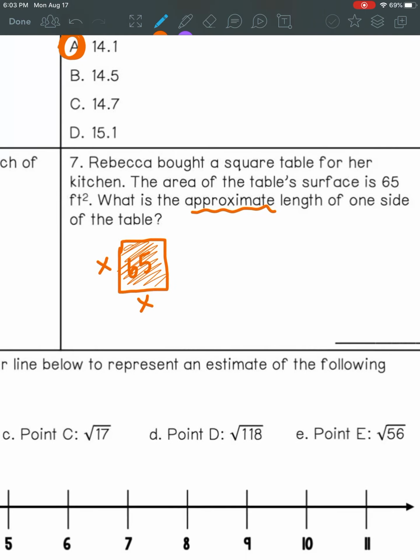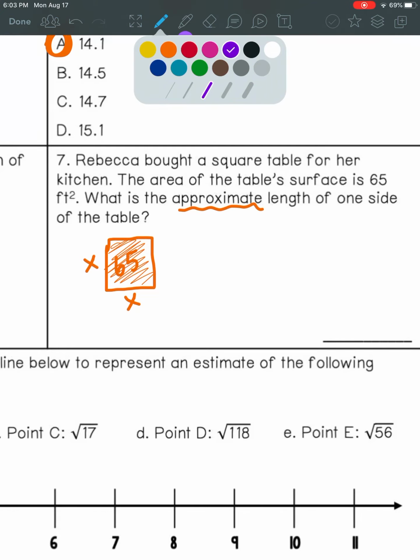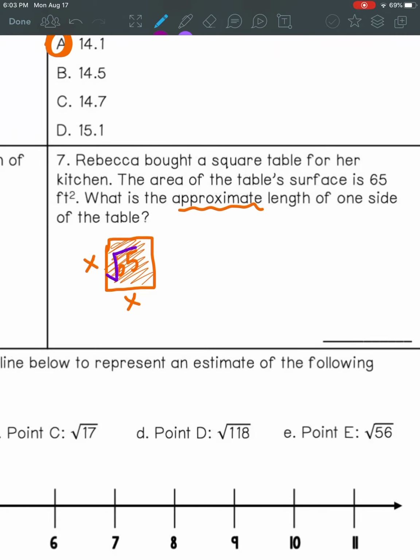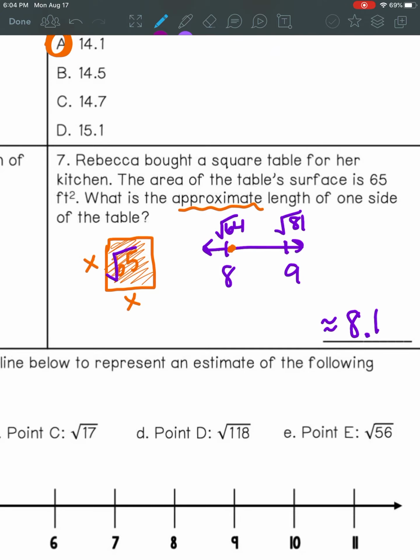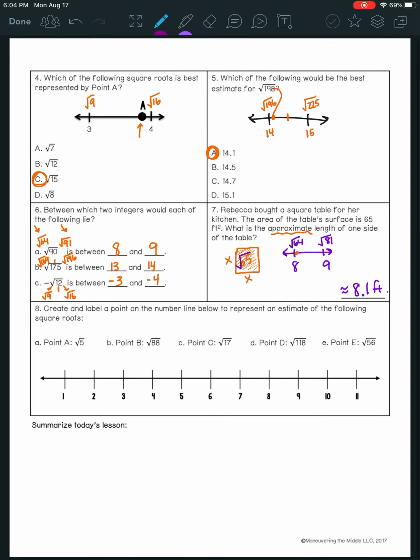Well, we're looking for the approximate. So it's exactly what we've been doing. We want to find the square root, and that will tell us what times itself gives us 65. So the square root of 65, if we think of our number line, it falls between the square root of 64, that's one less than the square root of 65, and then square root of 81. So we know it has to be somewhere between 8 and 9. So I'm going to do my little approximate. It's going to be 8 point something. The square root of 65 is really, really close to that square root of 64, so I'm going to estimate it about 8.1 feet for each side of that table.